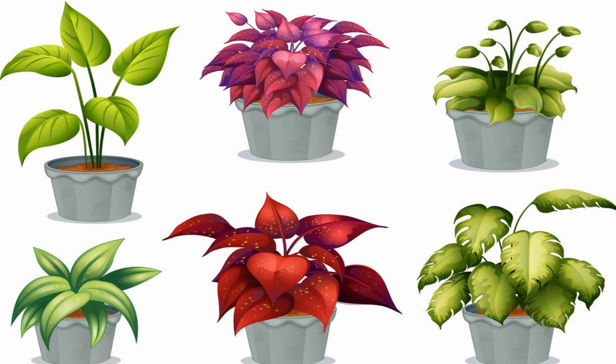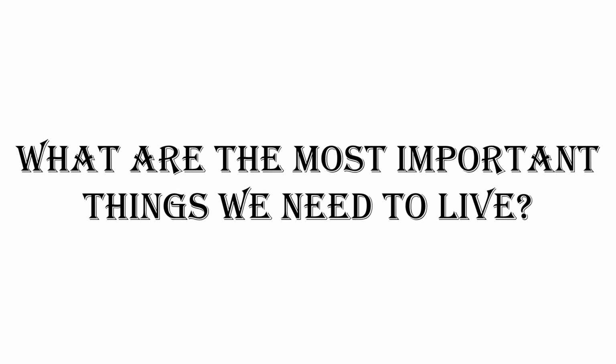Today we will learn about plants because our poem name is A Watering Rhyme. Let's start our poem. But first give the answer of my question. What are the most important things we need to live? Of course, they are food, water and pure air. Without these things, we won't be able to survive.